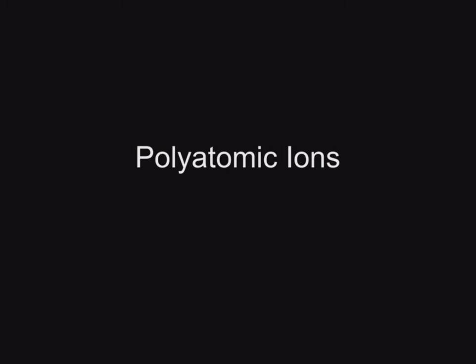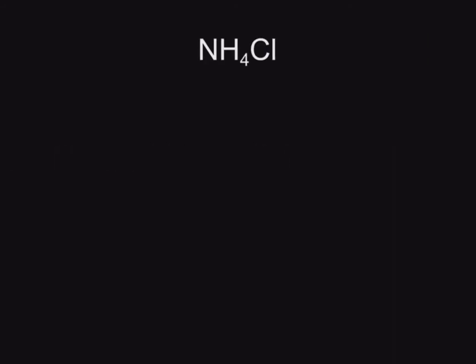Polyatomic ions. So this is what you get when different groups of atoms get together and the group as a whole has a charge. So it's not just one element that gets a charge, it's a group of atoms that get together and as a combination they have a certain charge. And then they can combine with other elements or other polyatomic ions to form compounds.